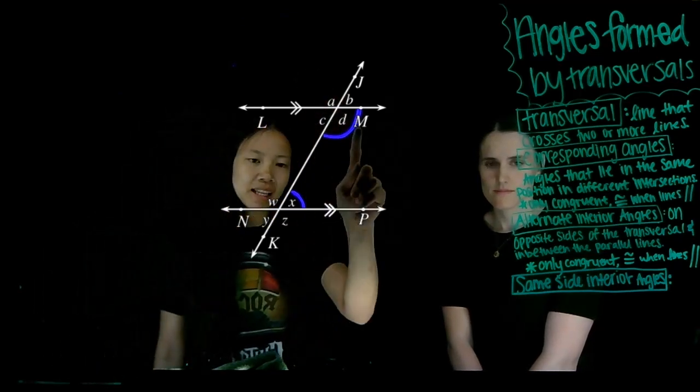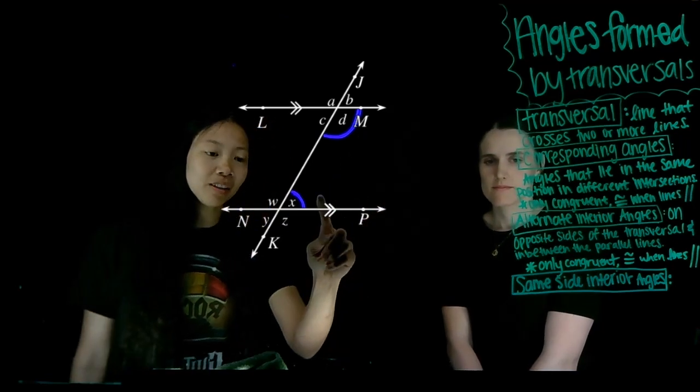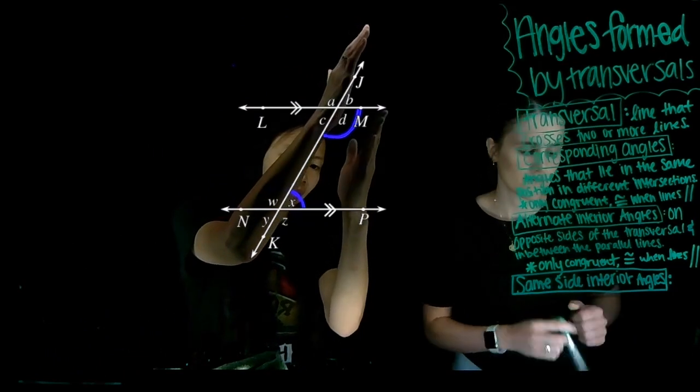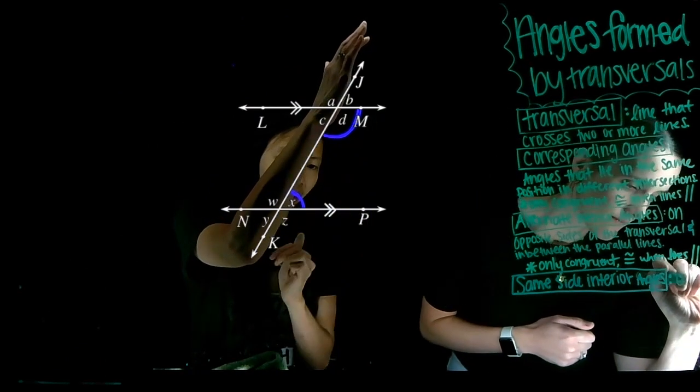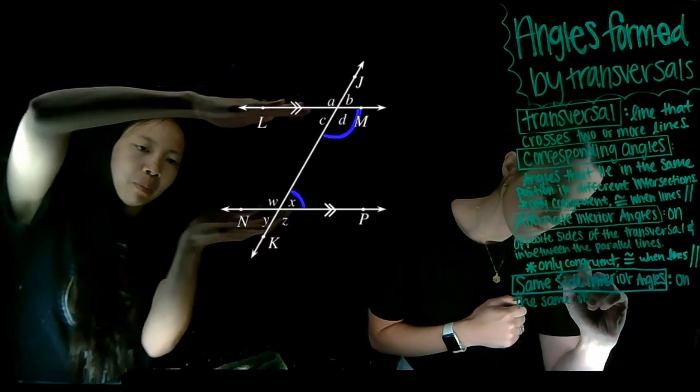All right, let's check out another angle pair relationship when we have a transversal crossing two lines. Let's look at D and X here. What name would you give these angles? Okay, we call these angles same side interior angles because they are on the same side of the transversal, right? D and X are on the same side of the transversal, and they're interior because they lie in between our two lines here, our two parallel lines in this instance.